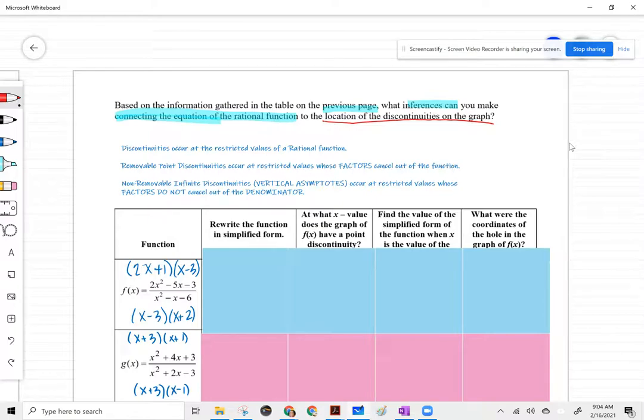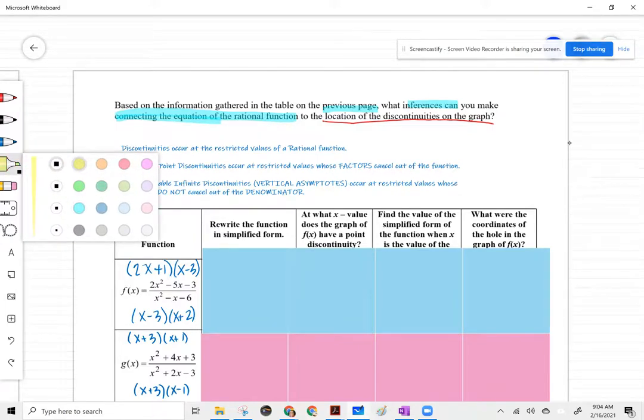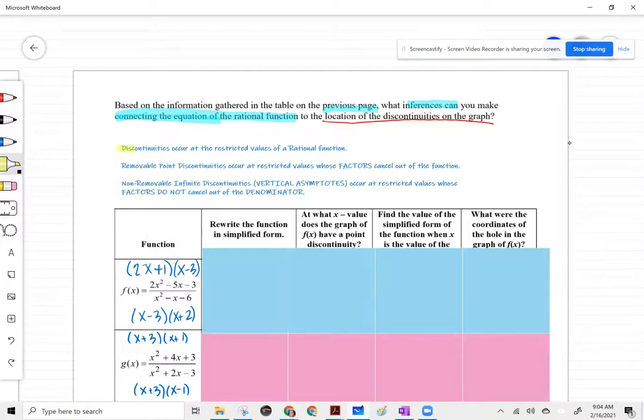All right, so discontinuities occur at the restricted values of a rational function. That's very, very important. So they occur at the restricted values. Now we're getting into the different types. Removable, which is the point, the hole, occurs at the restricted values whose factors cancel out. Non-removable infinite discontinuities, which are vertical asymptotes, occur at restricted values whose factors do not cancel out of the denominator.